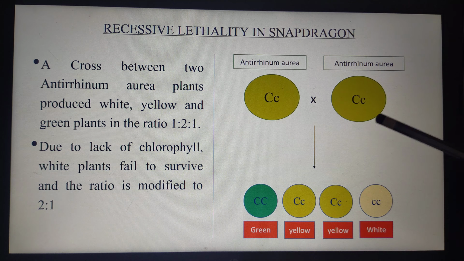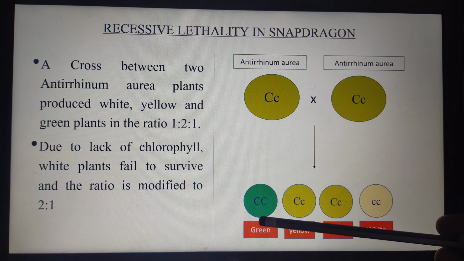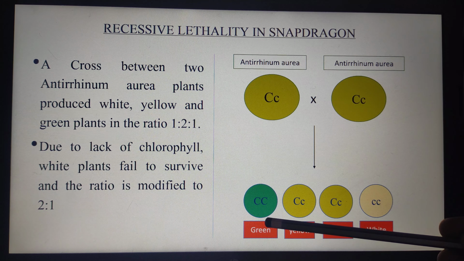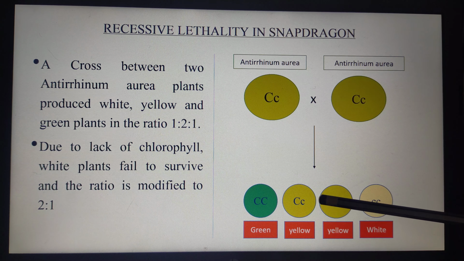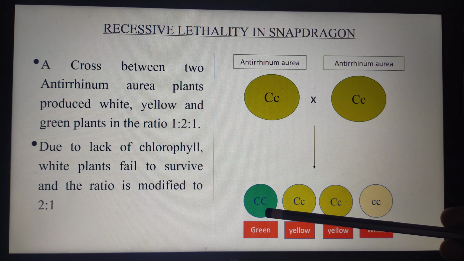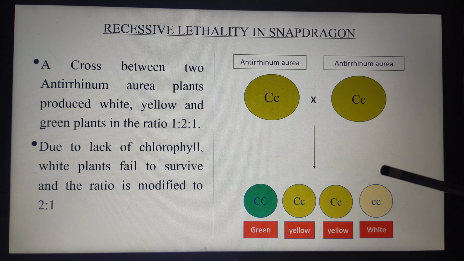The same concept can be applied here, right? So here we get the normal green colored plant, which is the original type. And also we get the Antirrhinum aurea plant, which is two in number. So two Antirrhinum aurea plants and one green colored original Antirrhinum majus plant, and one more type, a pure recessive plant, is also obtained, right? But this plant does not contain any sort of chlorophyll pigment.